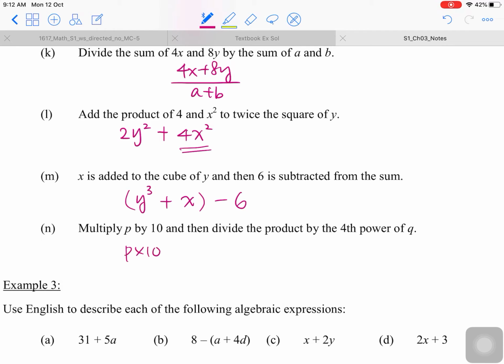Okay, look at n. Multiply p by 10, p times 10. And then divide the product by the fourth power of q. 呢個解 the fourth power of q 嘅4次方。So we write down like that. Write the number first, and then skip the multiplication sign.